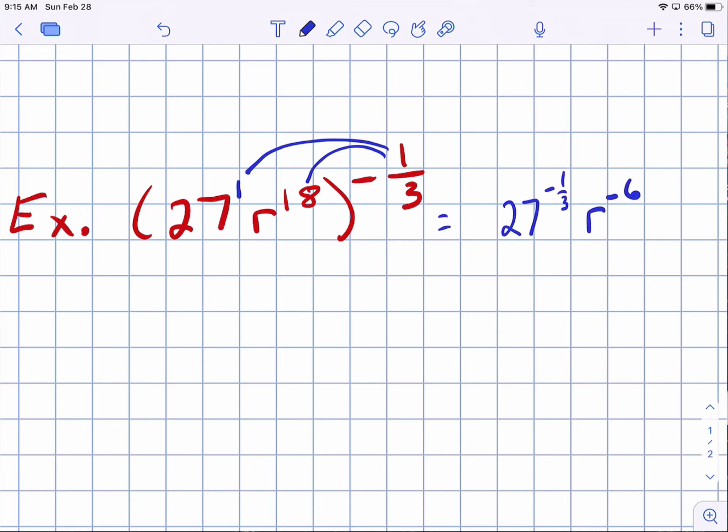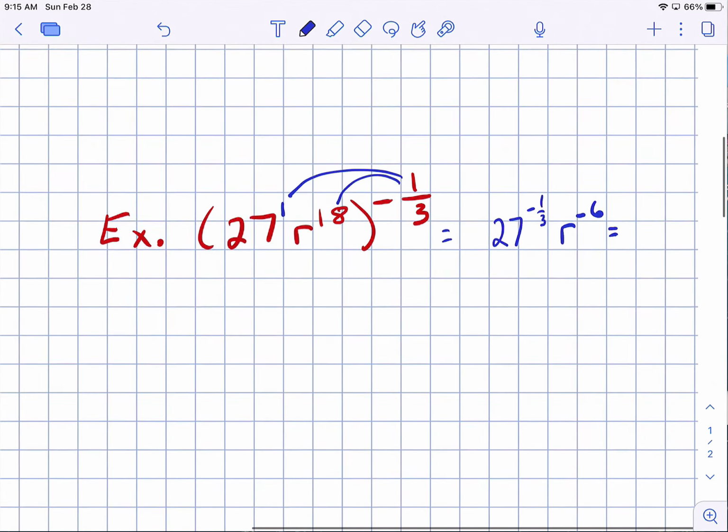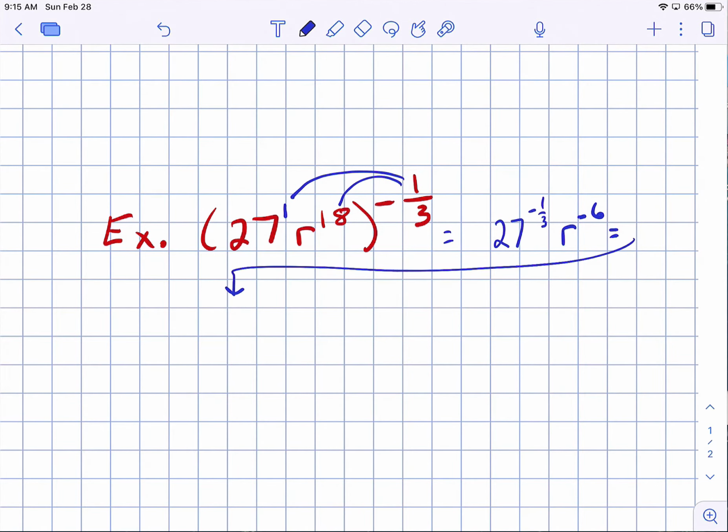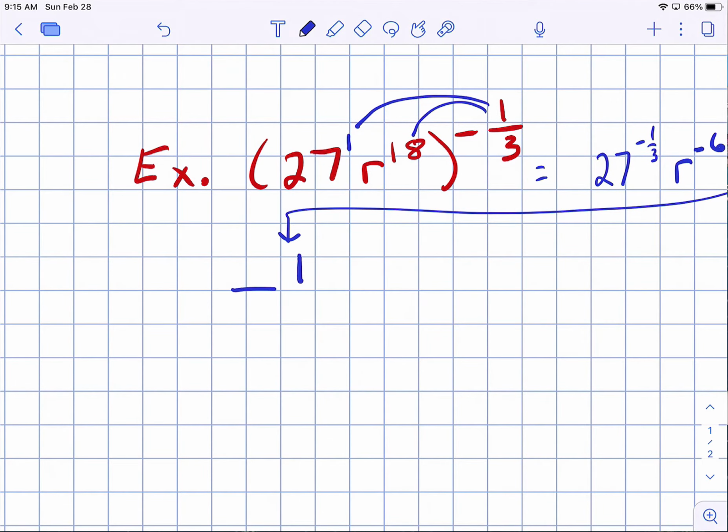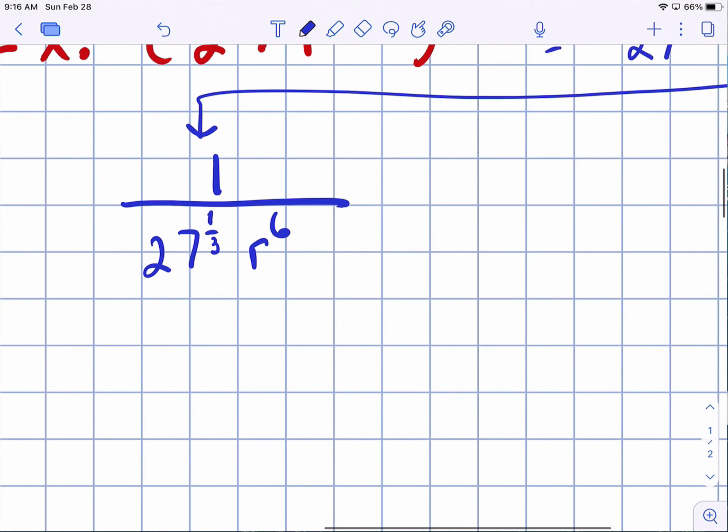All right, so the next thing that I want to do, there's actually 2 things left to do. The first thing I see is that both of my exponents are negative, so what I'm going to do is take the reciprocal of both of these things so that the exponents become positive. So that means I'm going to rewrite this as 1 over 27 to the 1/3 and r to the 6th. Because remember, whenever we take the reciprocal, the exponents change sign. So now they're both positive. So the r to the 6th, we're good to go there. Nothing else we can do.